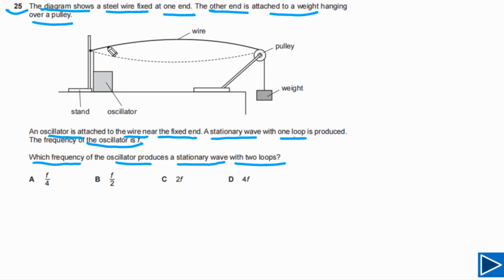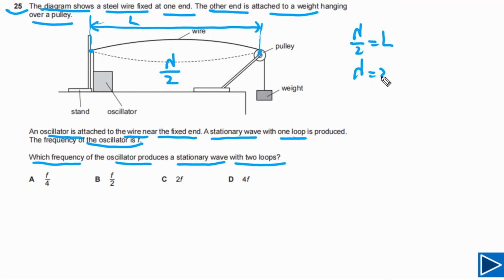Now in this case we need to understand. Imagine that this is L of the wire. So simply we can say this is L of the wire, means the length of the wire from this point to this point. In this case we also need to understand this point is a node, this point is a node, and the distance between any two consecutive nodes or antinodes is equal to lambda by 2. So in this case lambda by 2 is equal to L. So we can say lambda is equal to 2L. So this is how we can find out lambda.